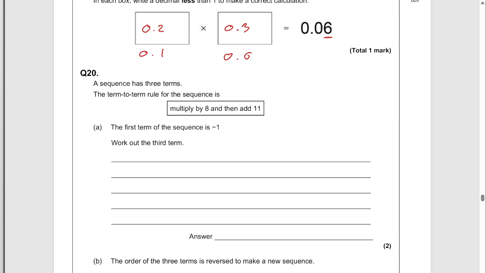Okay, question 20. Sequence has 3 terms. The term rule is multiply by 8 and then add 11. The first term in the sequence is -1. Work out the third term. Okay, so if I go -1 times by 8 plus 11, that's going to give me minus 8 plus 11, so that would be equal to minus 3 for my second term. My third term then, minus 3 times by 8 plus 11 is going to give me minus 24 plus 11, which would give me minus 13. So minus 13.